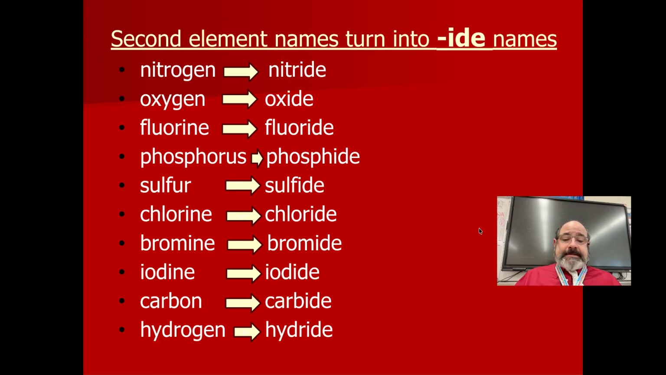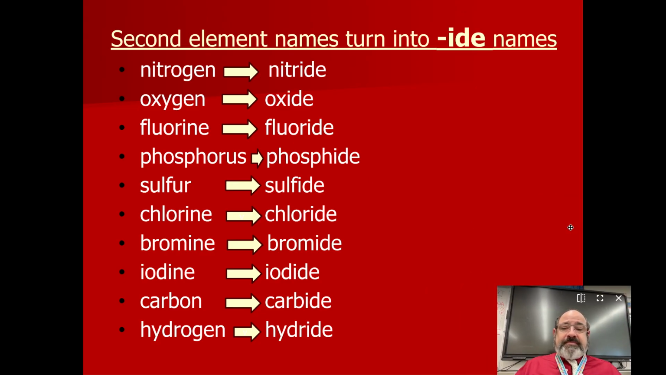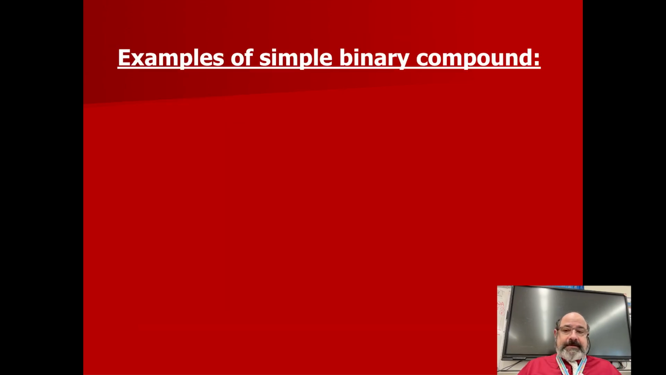So here are the "ide" examples. Here they are again, if you don't remember from previously. Nitrogen goes to nitride. Oxygen, oxide. Fluorine, fluoride. Phosphorus, phosphide. Sulfur, sulfide. Chlorine, chloride. Bromine, bromide. Iodine, iodide. Carbon, carbide. And in an odd case, hydrogen, hydride. So if you see hydrogen at the ending, it's a hydride. If it's at the beginning, it's just hydrogen. So watch out for that troublemaker.